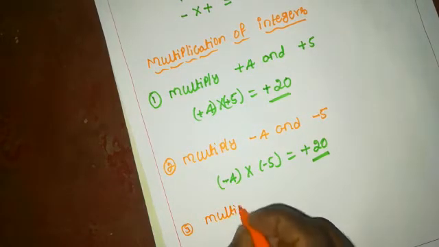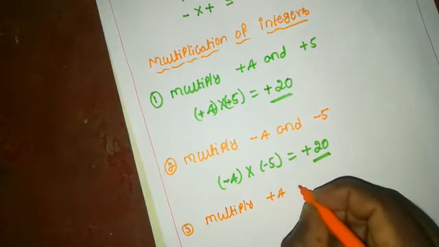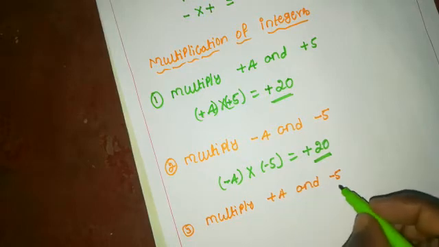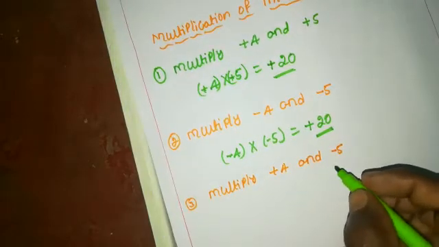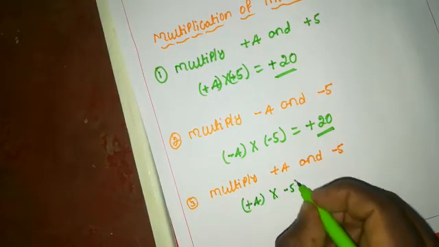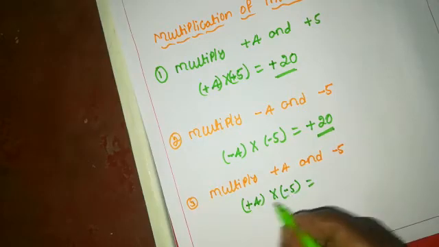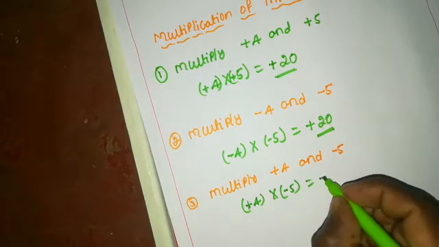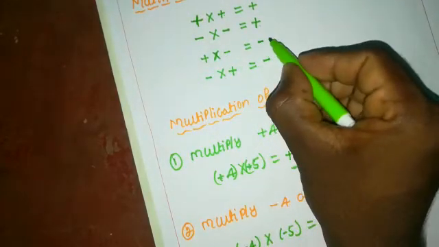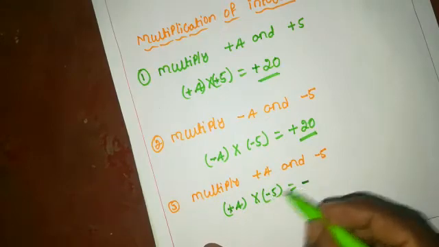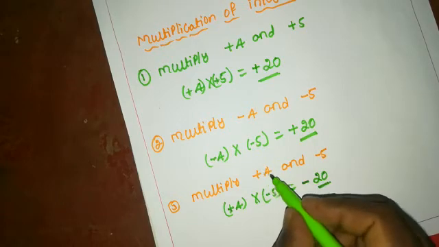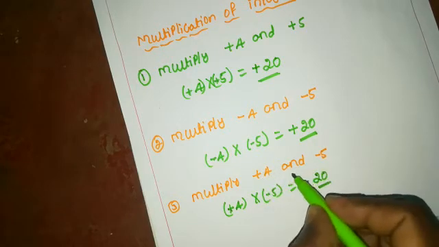Next problem: multiply plus 4 and minus 5. Here one is positive and another one is negative, so we have to multiply two integers with opposite signs. Plus 4 into minus 5. At first we multiply the signs. We know that plus into minus is minus. We already learned that when we multiply opposite signs, we always get negative. 5 fours are 20, so we get minus 20 as the answer. When we multiply integers having opposite signs, we always get negative.